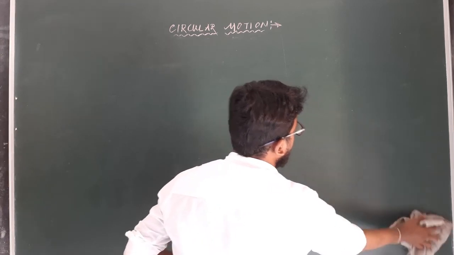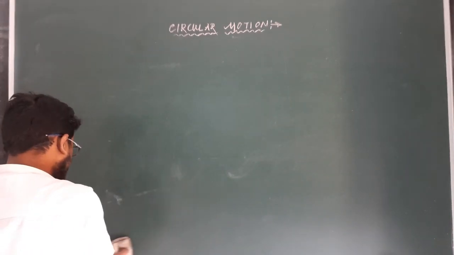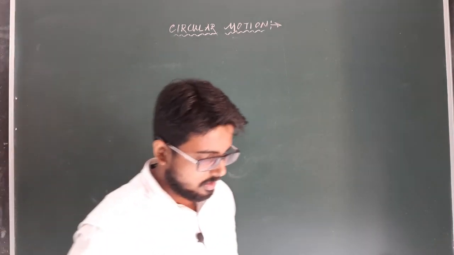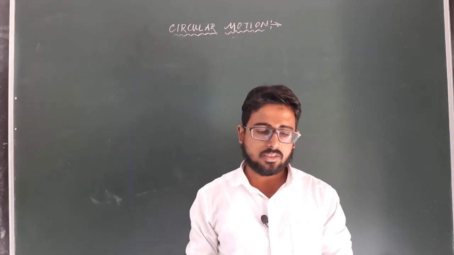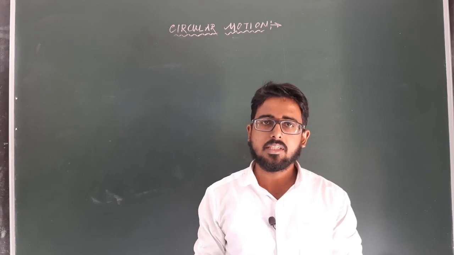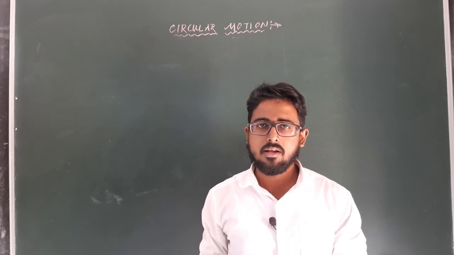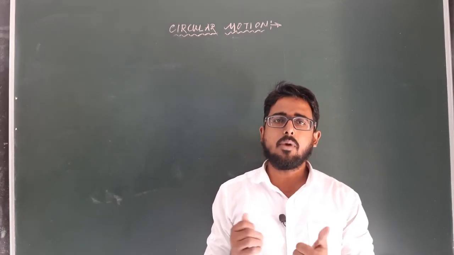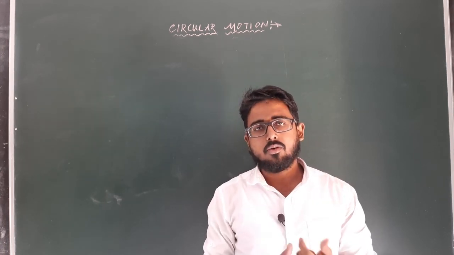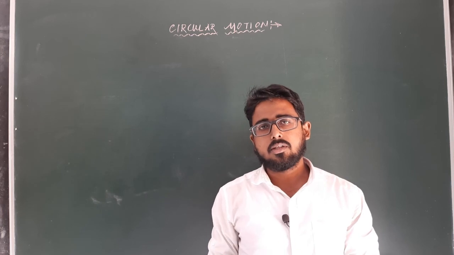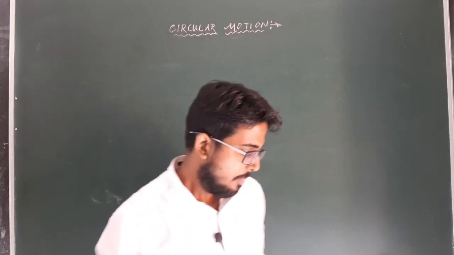So the total linear acceleration of a particle executing circular motion has two components. One is along the direction of velocity, that is known as tangential acceleration, which is defined as alpha cross r or r alpha, and the other one is acting normal to the direction of velocity, that is known as radial acceleration, which is defined as v omega cross v or v omega. Okay.